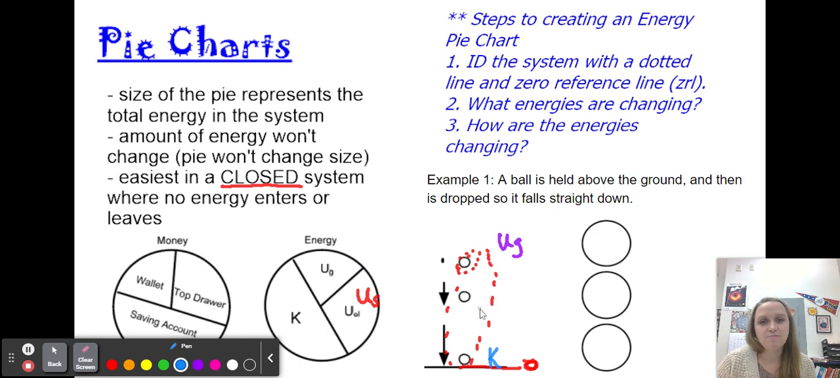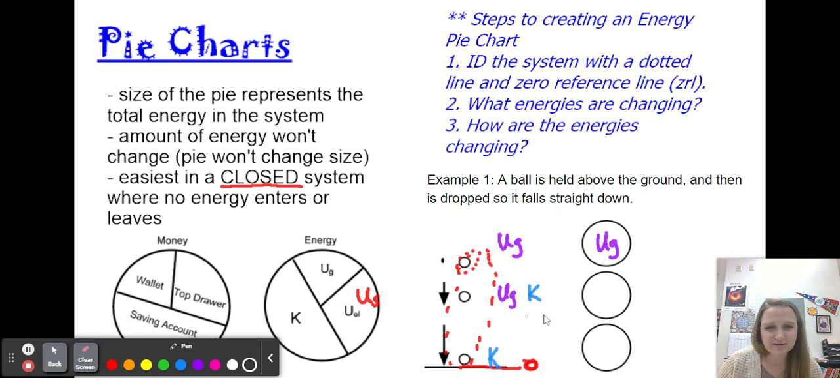Now here, I'm not quite halfway down. I'm about a third of the way down. So in the middle, I'm going to have gravitational energy and kinetic energy. So to chart this, at the beginning, I have all gravitational energy. So my entire pie is gravitational.